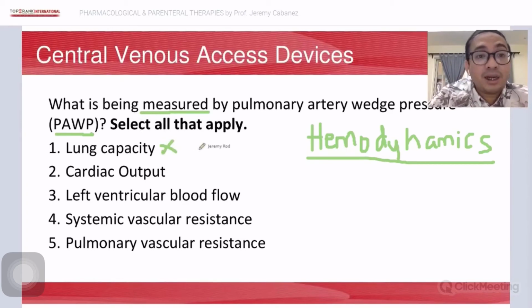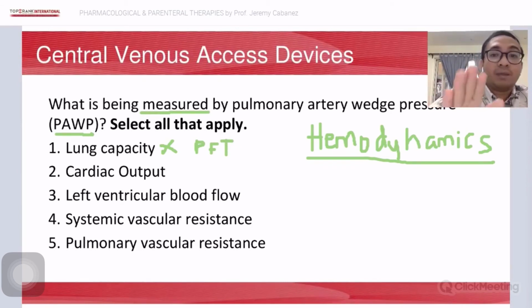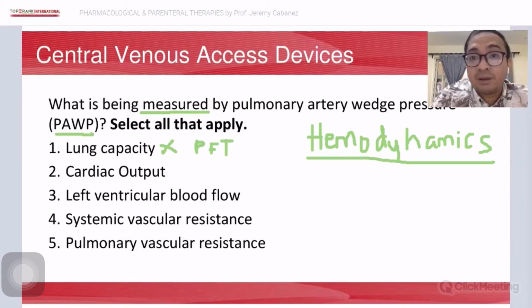Bakit X ang lung capacity? Kasi ang nagme-measure ng lung capacity is called your PFT. What is your PFT? Pulmonary function test. Tatandaan, ang pinag-uusapan mo dito, hemodynamics. And usually, yung PAWP is being inserted for the purpose of monitoring clients who are critically ill or with a crisis condition. So, we eliminate number 1.